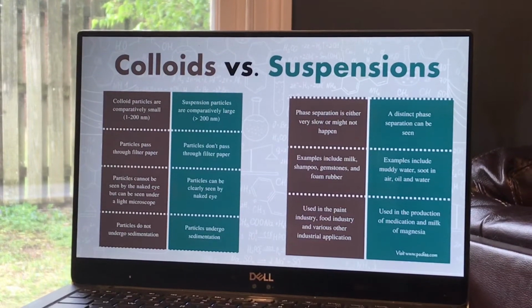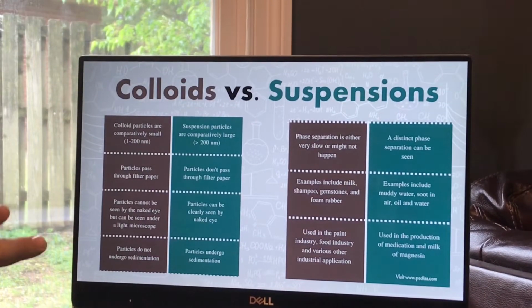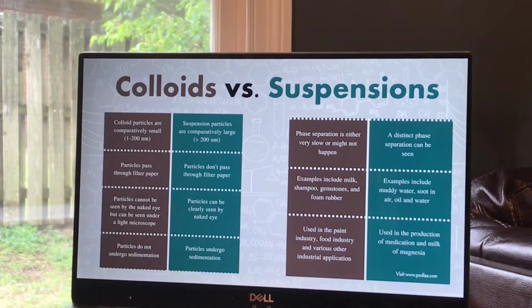Okay, so colloids and suspensions are two things that are very, very similar.